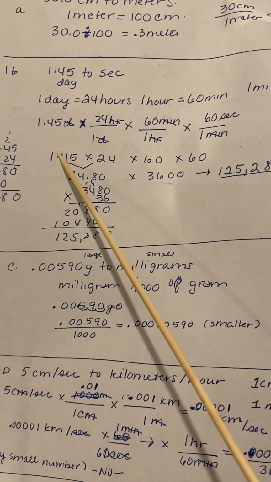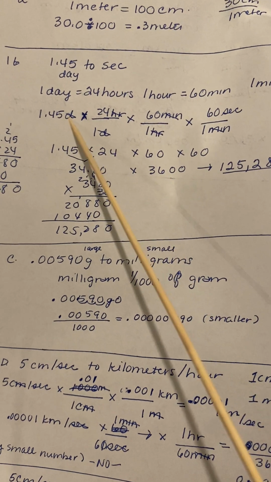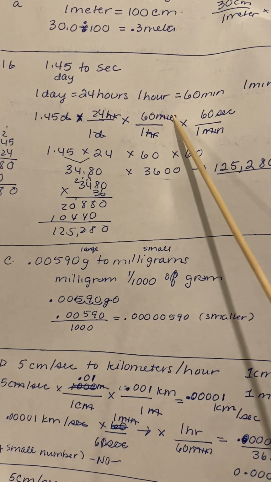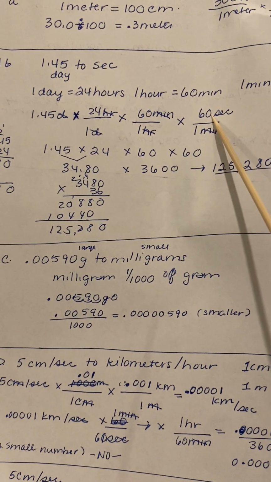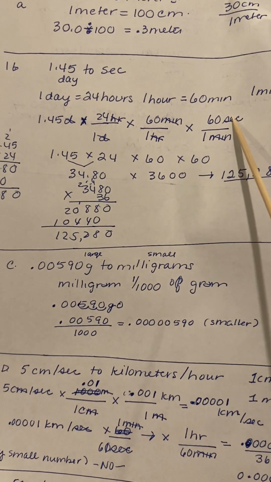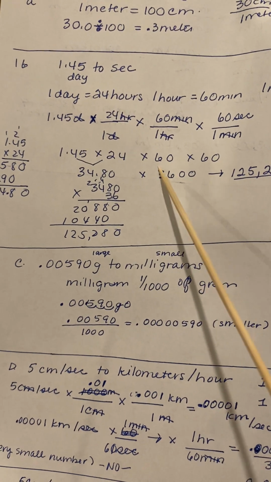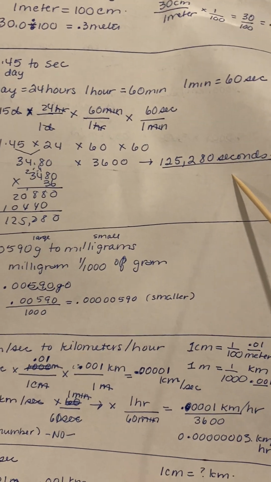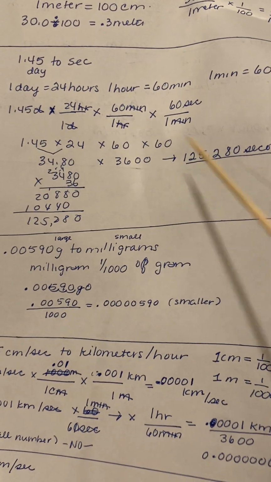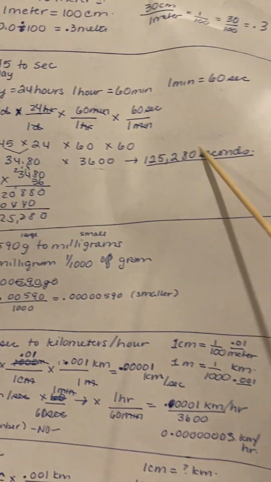So we have 1.45 days, 1 day equals 24 hours, cross out the day, now the hour, cross out the hour, 1 hour equals 60 minutes, and then 1 minute equals 60 seconds. So now we're going to cross all of these out, and we're going to multiply them out. So we have 1.45 times 24 times 60 times 60. And if you use your calculator, you get 125,280 seconds by multiplying these out. I multiplied them out here for you, but here's the answer.